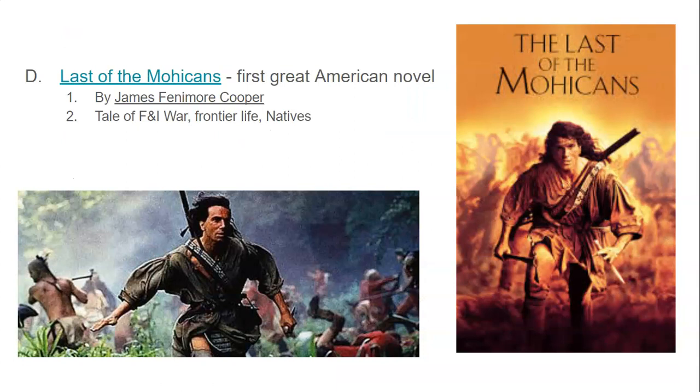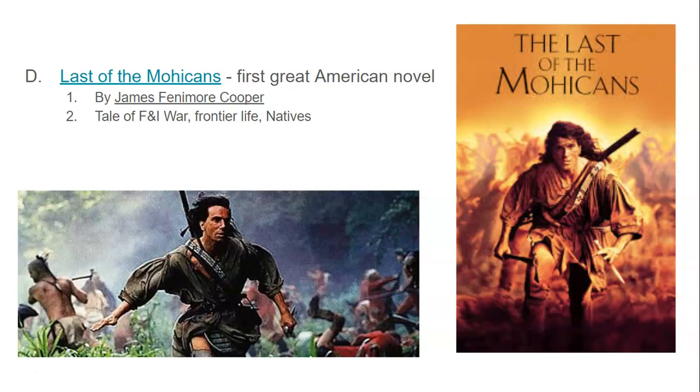Another thing that we see that's distinctly American in this time is an American book. It's called The Last of the Mohicans. The Mohicans are a Native American tribe. And it's the first great American novel written by an American for Americans about an American story. Because up until this point, most Americans are just reading British novels about British stories or European stories. So here we're going to have an American book. The author is James Fenimore Cooper.